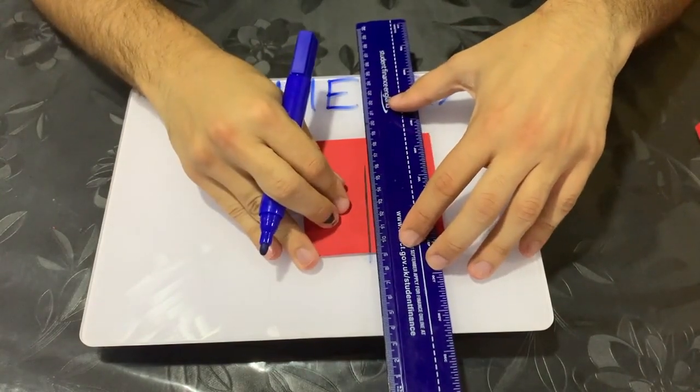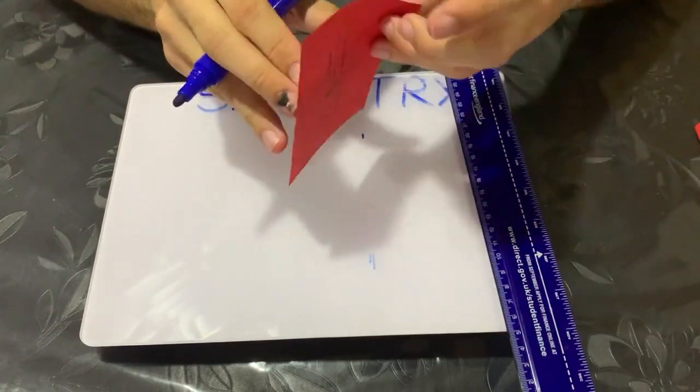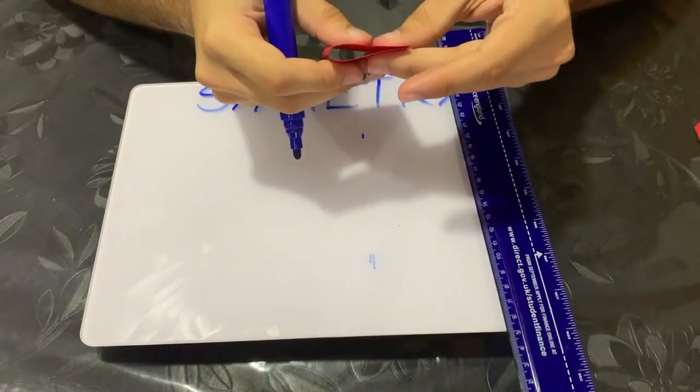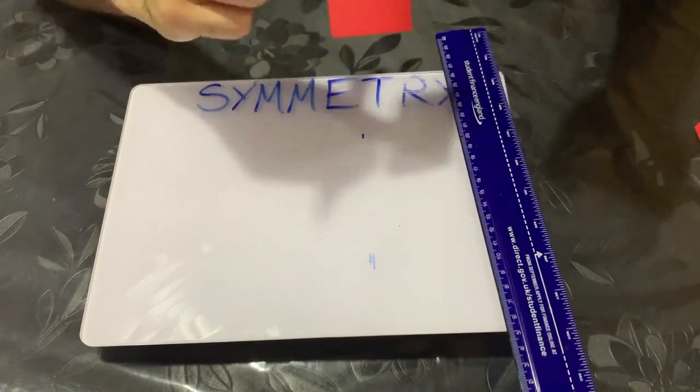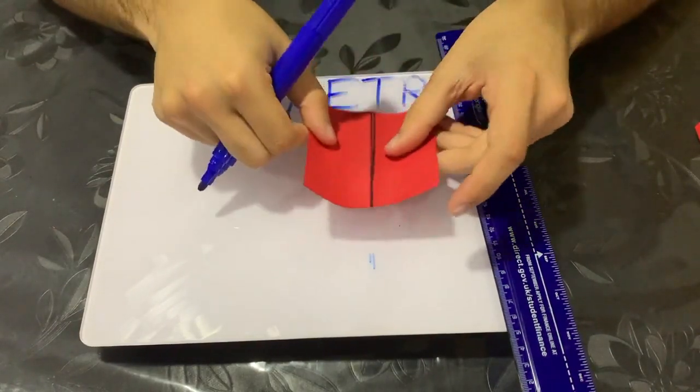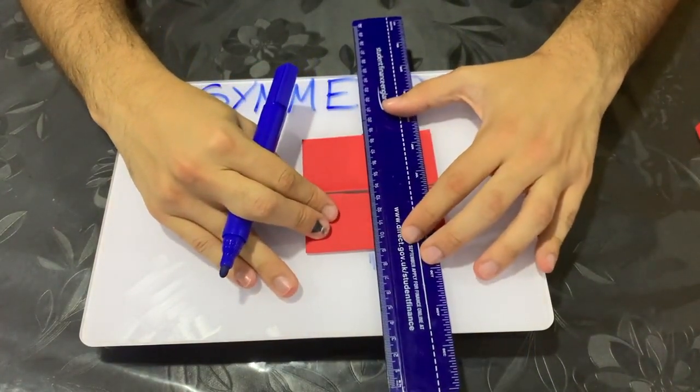It's not quite in the middle, let me just move it a little bit. Okay, so this side and this side, if I fold it again, you can see are both the same. So that is the same as that. And then I can turn my square this way now. Try and get it in the middle.